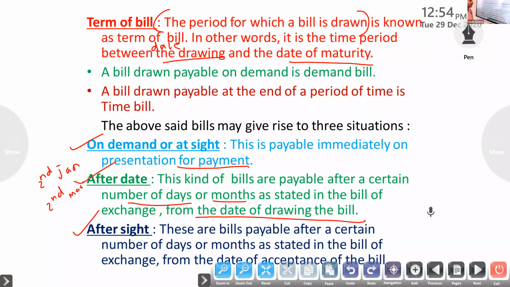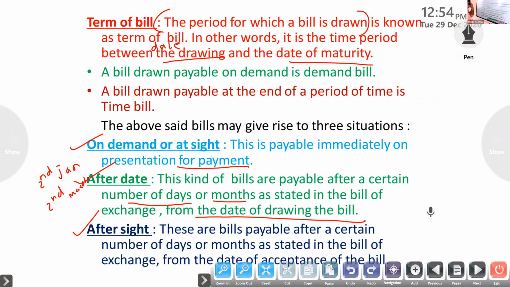March 2nd, Sharath has to give the amount to me. That is a bill after date. So on 2nd January I wrote the bill, and from that date it is payable after 2 months. This kind of bill is payable like this.